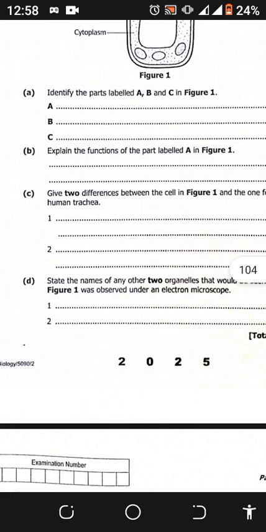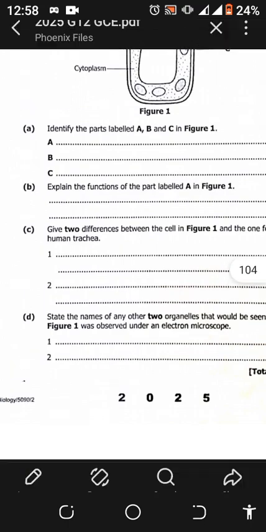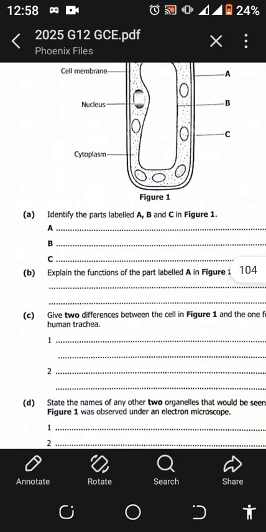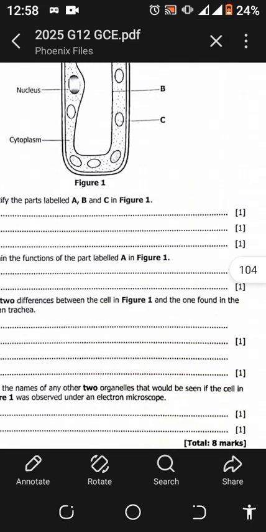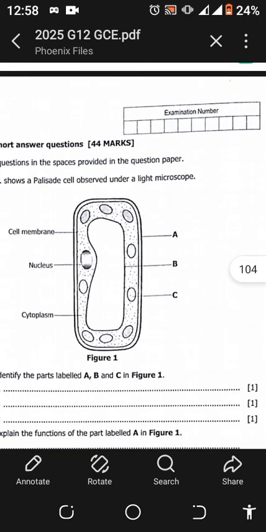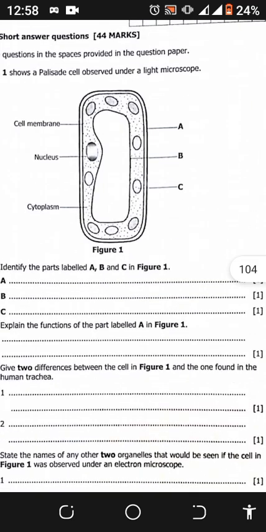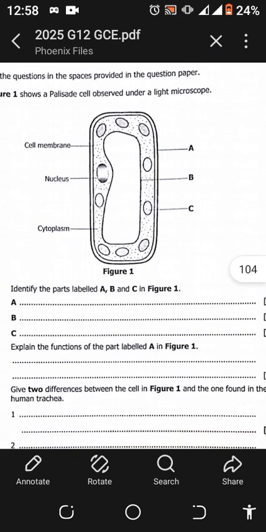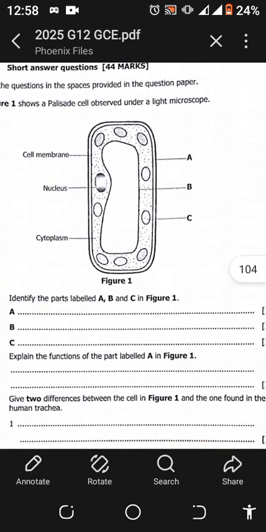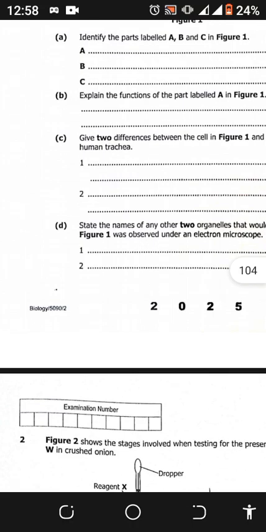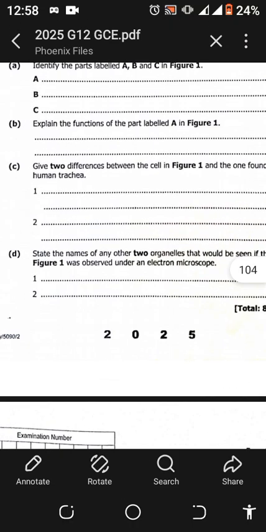Then, question 1b. Explain the functions of the part labeled A in figure 1. So let us look at part labeled A, which is the cell wall. The cell wall in a plant gives it the shape of the cell. It also prevents the cell from bursting in case of too much water inside the cell. So that's the function.